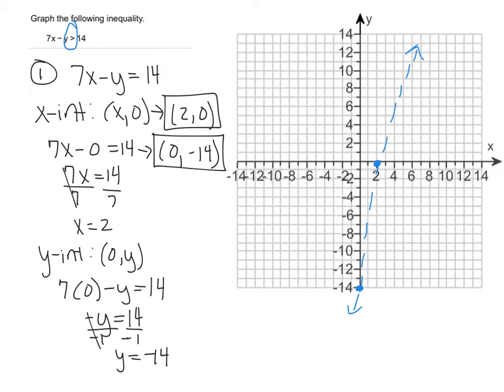Now I want to decide what side of the line to shade to represent all of my solutions to the inequality. So I'm going to choose a test point, and you want to choose a test point that is not on the line. So I'm going to choose 0, 0. This is an easy point to choose, and it's not on my line, so I can go ahead and choose it.